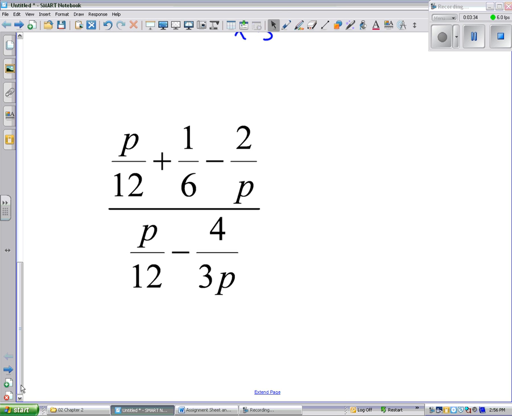So our next step is to find a common denominator between all the small fractions. We have 12, 6, p, 12, and 3p. So our common denominator would be 12p. So we put 12p over 1 and multiply each of the small fractions by that.